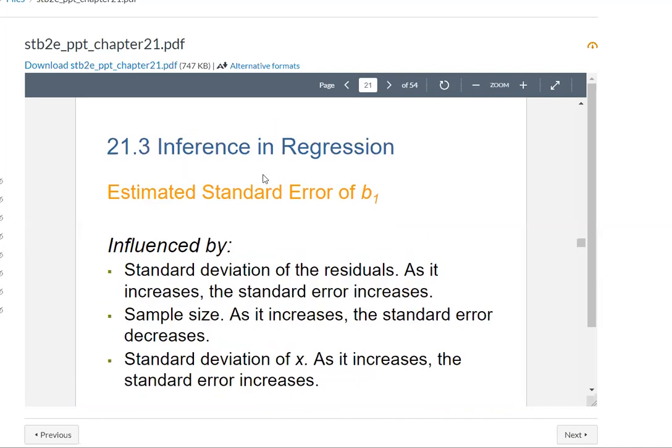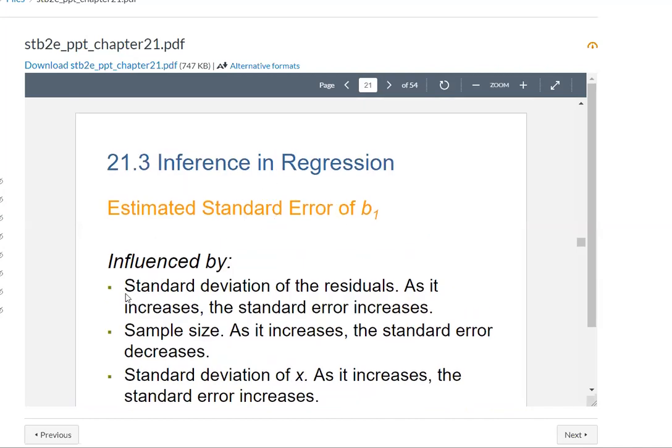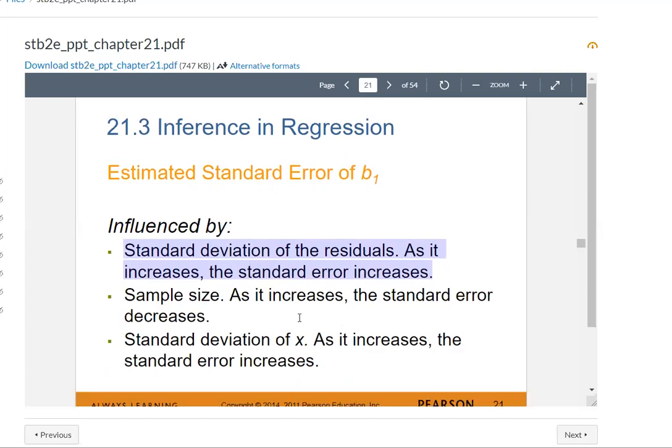So the standard error is influenced by, and we might have a question on this, okay? Standard error is influenced by the standard deviation of residuals. As it increases, the standard error increases. Sample size: as it increases, the standard error decreases. Standard deviation of x: as it increases, the standard error increases.